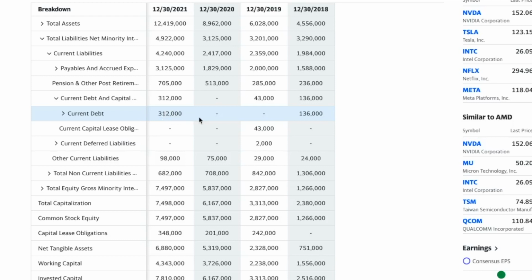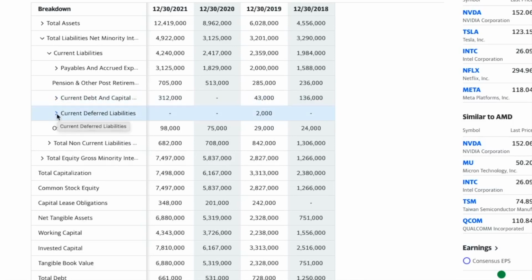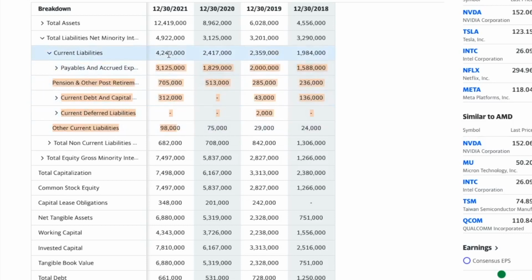After that, we have the current debt, and the company has around $312 million of current debt. It is interesting to see that in 2019 and 2020, the company had not taken any short-term debt, but AMD has decided to take more debt, maybe to raise more money and to produce even more products. Last on the list is the current deferred liabilities, which are none. But there are other liabilities, which are not mentioned here, which Yahoo Finance has summed up all together, and which are around $98 million. And if we add all these items together, we will get the current liabilities of $4.2 billion.